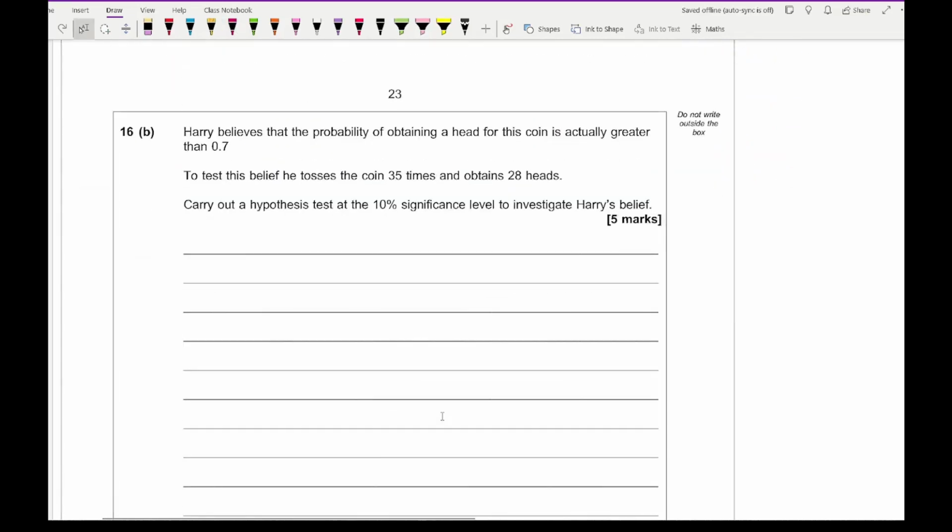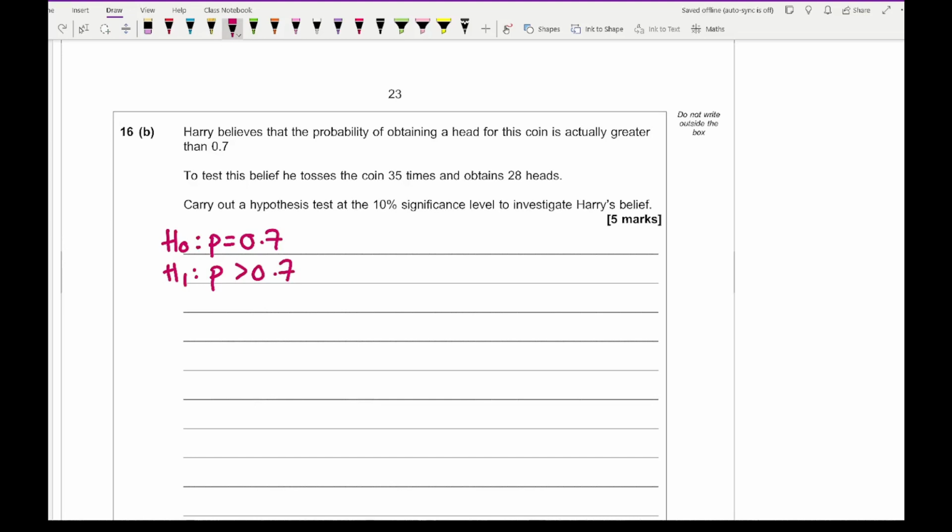Then moving on to the very last question, it says Harry believes that the probability of obtaining a head for this coin is actually greater than 0.7. To test his belief, he tosses the coin 35 times and obtains 28 heads. Carry out a hypothesis test at a 10% significance level to investigate Harry's belief. So first things first, let's set up the null and alternative hypotheses. The null hypothesis is always that the probability is what it claims to be and what it was originally, and the alternative hypothesis, Harry's claim, is that it should be higher than 0.7.